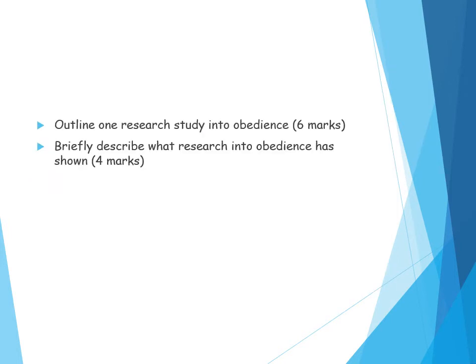So briefly outline one research study into obedience for 6 marks. So this would be your aims, procedures, findings and conclusions of Milgram's research. Briefly describe what research into obedience has shown. So this is what it has shown, so just the findings and conclusions of Milgram's research. So 65% gave 450 volts, and all of them went up to 300 volts. Therefore people are willing to obey an authority figure, even if it may cause severe harm or even death to an innocent person.